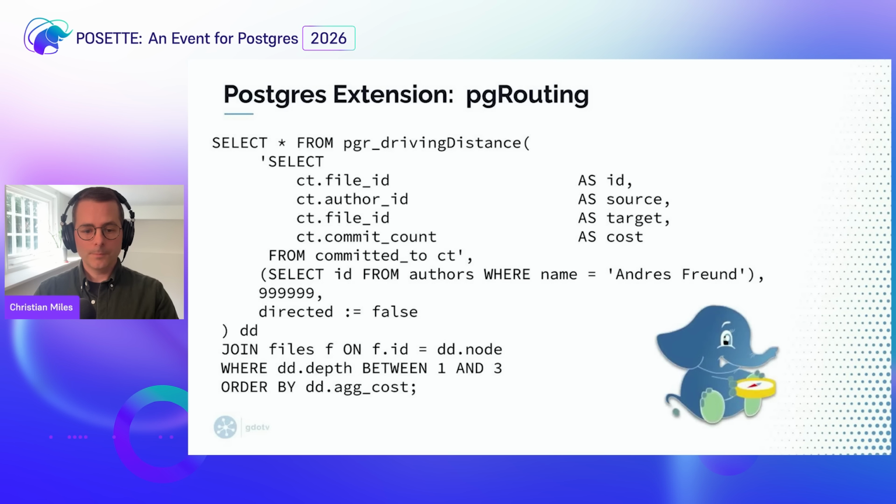pgRouting is similar, and it's simpler. You can see we're using the driving distance function, which tells you it's not really purpose-built for general graph queries. It cares about things like the cost of driving to a particular location, but it does work. And I say it's simpler. The lines of query language here are a lot shorter than before. So here I'm finding the collaborators for one individual within a certain number of hops. So if somebody's committed to Postgres, what files have they been collaborating on with the set of other individuals who are committing as well.